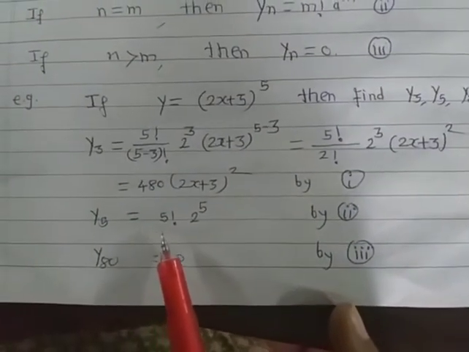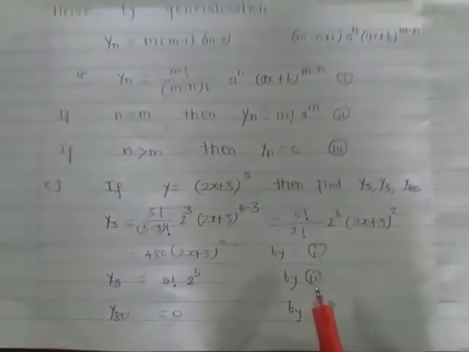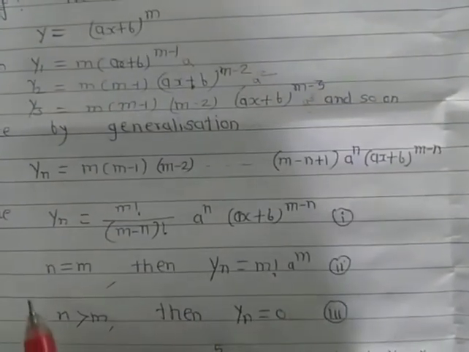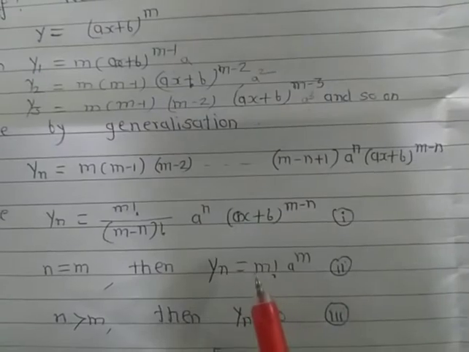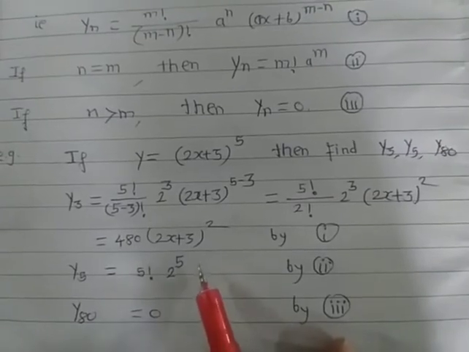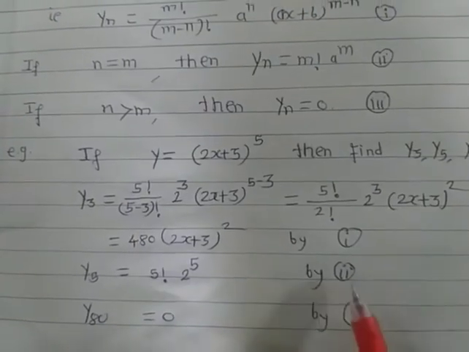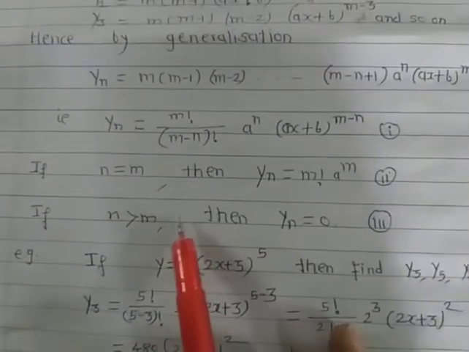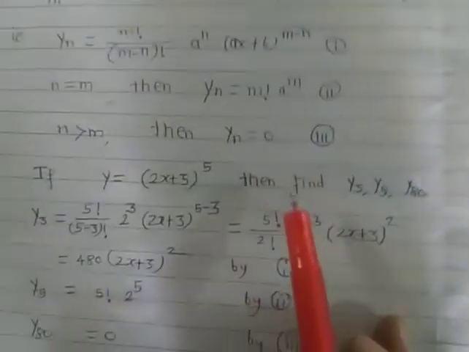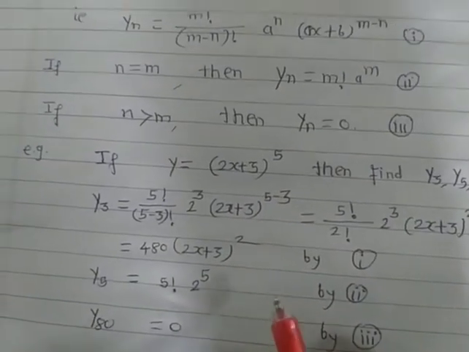y5 equal to 5 factorial 2 raised to 5 by result 2. Result 2 is, if n is equal to m, then yn equal to m factorial a raised to m. Here m is equal to 5 and a is 2. And y80 equal to 0 by result 3, that is, if n is greater than m, then yn equal to 0. Here 80 is greater than 5, so y80 equal to 0.